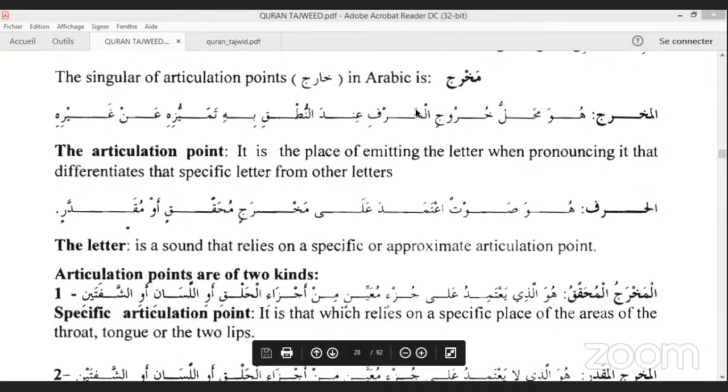So the singular of articulation points in Arabic is makhraj. What does makhraj mean? The articulation point. It is the place of emitting the letter when pronouncing it that differentiates that specific letter from other letters. And the letter is a sound that relies on a specific or approximate articulation point.